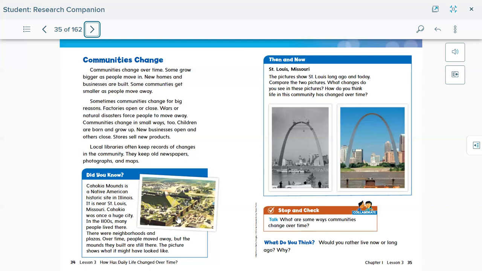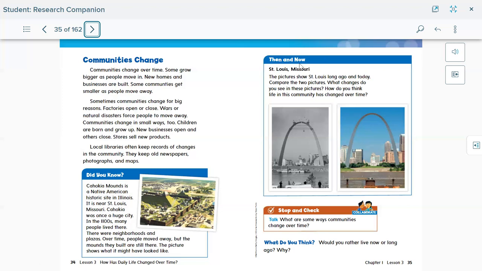For example, as we see in this picture from the old days in Illinois, we see once a huge city. In 1100, many people lived there. There were neighborhoods and plazas. Over time, people moved away, but the monuments they built are still there. So this picture shows something that happened long ago.